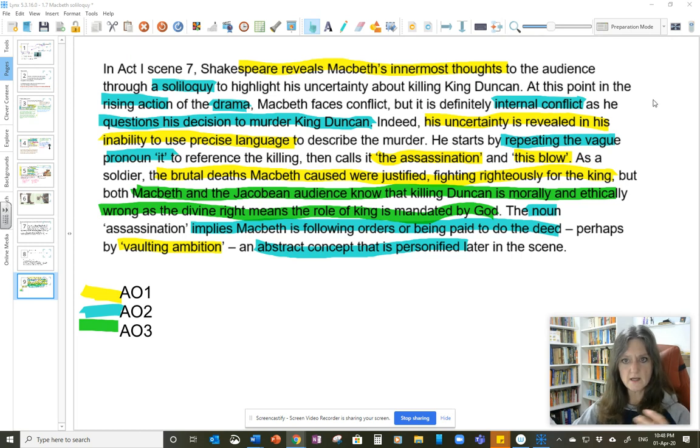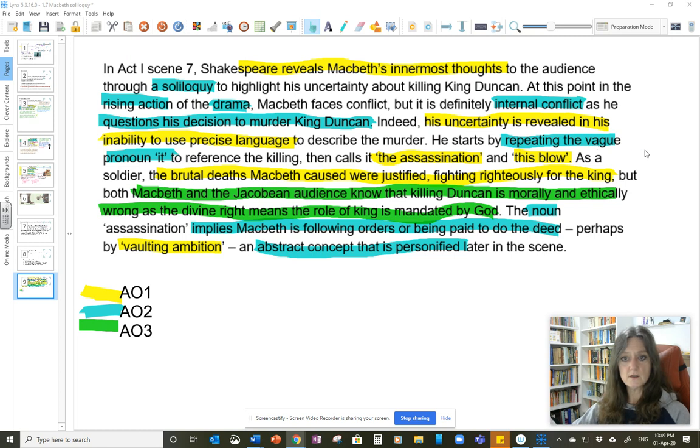So you can see, as I always say, when you're writing about structure, it's kind of cool because you don't need to remember that many quotes. You just need to remember that something is happening and you can say what it is. So you're talking about his internal conflict. You don't have to quote to prove that he's having internal conflict. The whole scene shows his internal conflict. Okay, and I'm analysing the internal conflict. He questions his decision to murder King Duncan, so I'm evidencing it and analysing it at the same time.